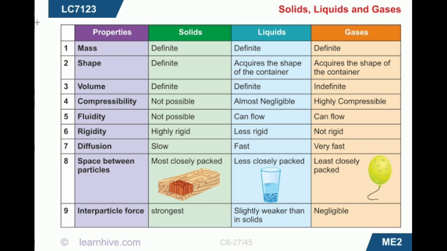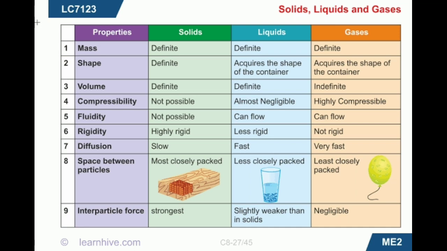Next, we come to fluidity. Now, what is fluidity? I had already said it is the capability or capacity of a substance to flow. Can solids flow? No, so they are rigid and they can't flow. Liquids can flow and gases can flow very easily and very fast in all directions. Next, point number 5, free surface. Solids have many free surfaces, liquids have only one free surface, and gases have no free surface.